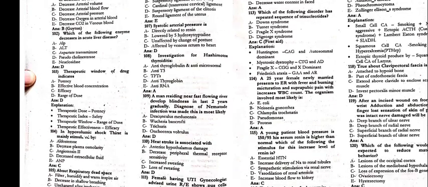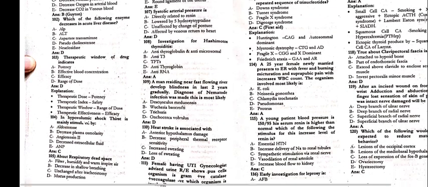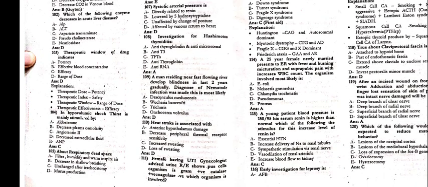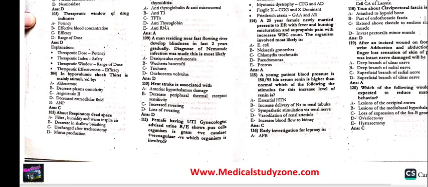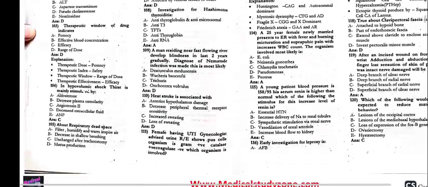102, which of the following enzyme decrease in acute liver disease? That is pseudocholinesterase. 103, the therapeutic window of the drug indicates range of the dose. 104, in hypovolemic shock, thirst is mainly stimulated by angiotensin 2. 105, about respiratory dead space, the function is to filter, humidify, and warm inspired air.